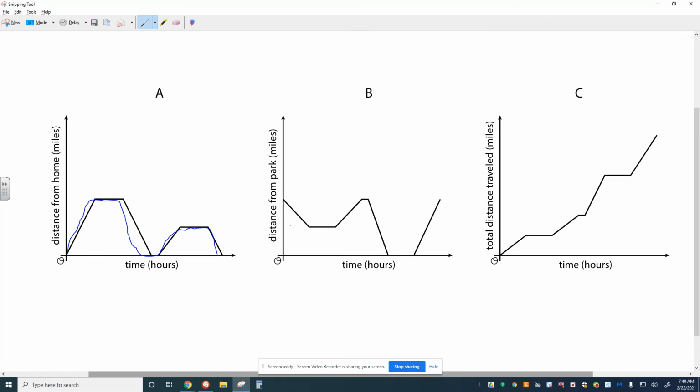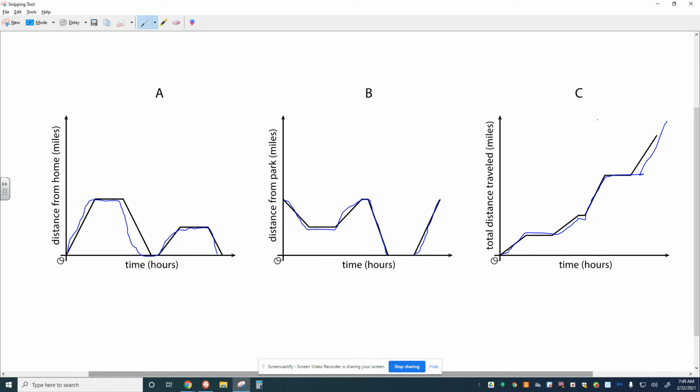And then maybe distance from the park is the way you wanted to say from this. And so he rode away from the park to his house or towards his house, and he's riding around, getting closer to home, and then goes back, stays somewhere for a while, then finally gets home. And then this one, the distance from the park, he rides away from the park and stays away from the park. Total distance traveled would be something like this: he rode to his buddy's house, stayed for a while, rode home, a lot more distance, stayed at home for a minute, rode to the park, stayed for a little bit, and then rode some more to come back home.